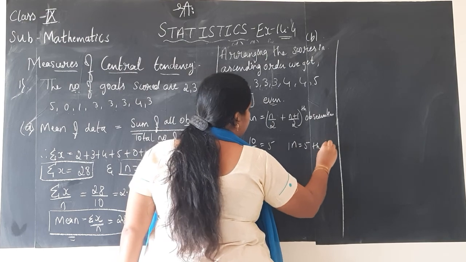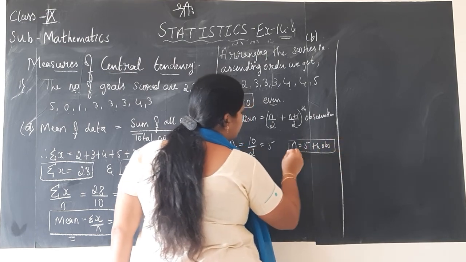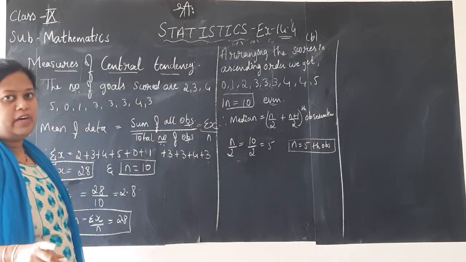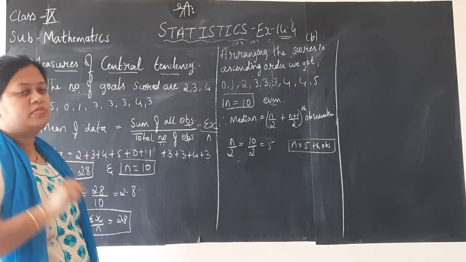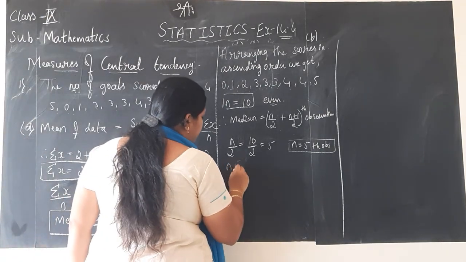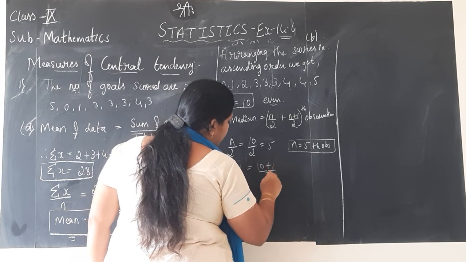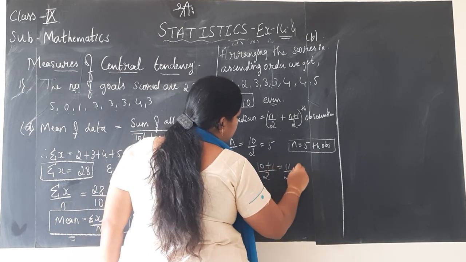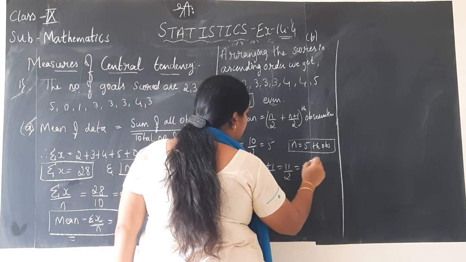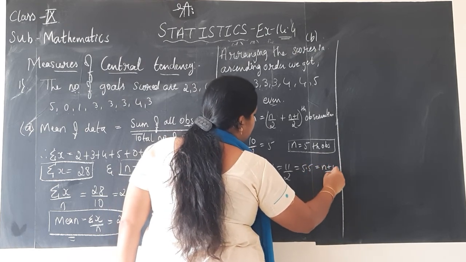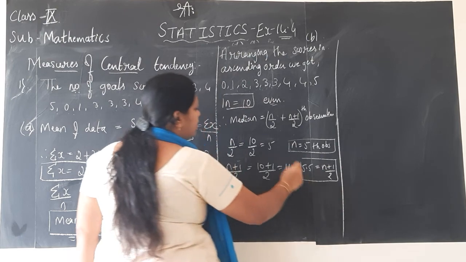The fifth observation, n is equal to 5. Next we will find out (n plus 1) by 2. Here 10 plus 1 by 2 is 11 by 2, which is clearly 5.5. This is (n plus 1) by 2. We got 5.5.